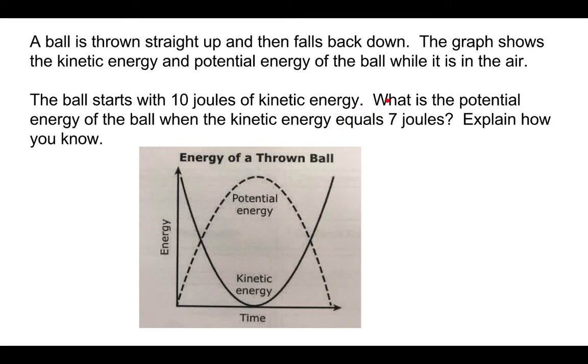So if we at one point have 7 joules of potential energy, it appears that some of the energy has been lost. However, 3 of those joules are kinetic energy. 7 joules of kinetic plus 3 joules of potential energy equals 10 total joules of energy.